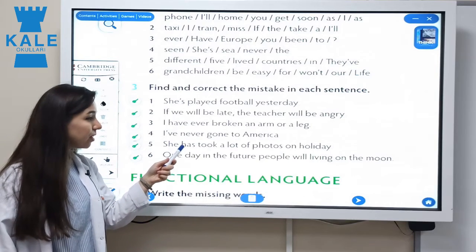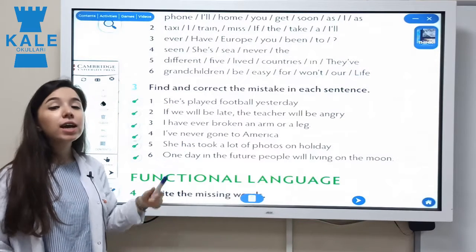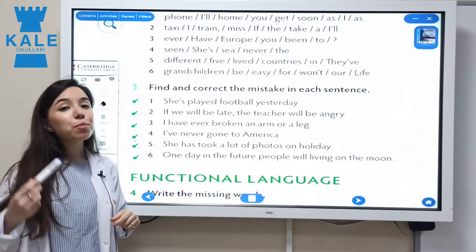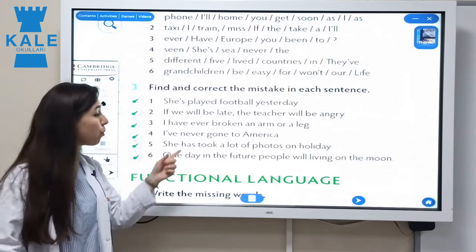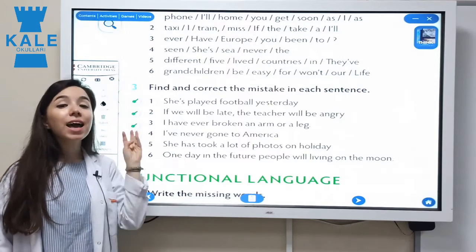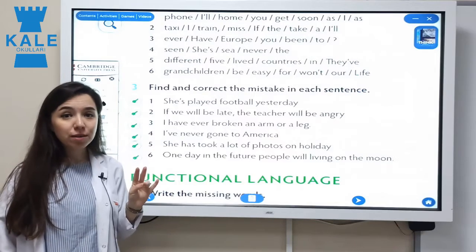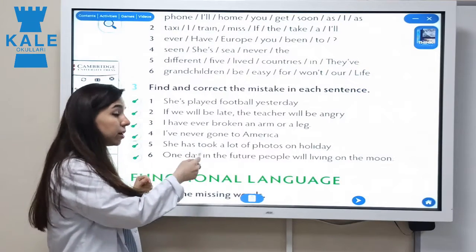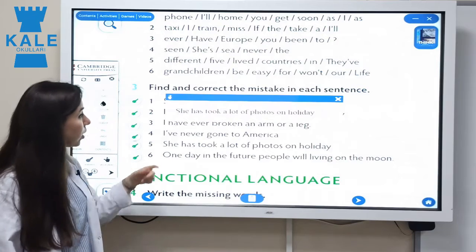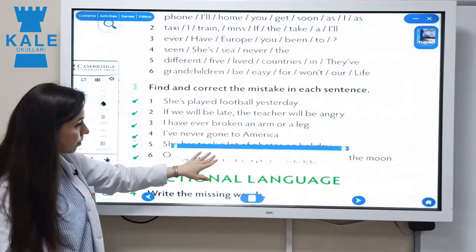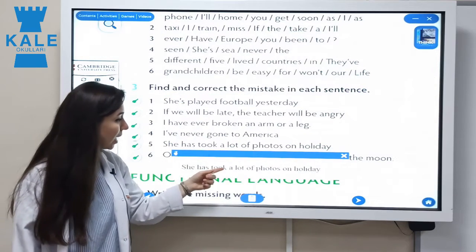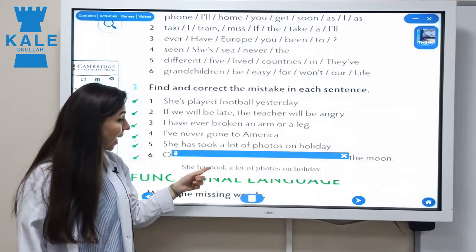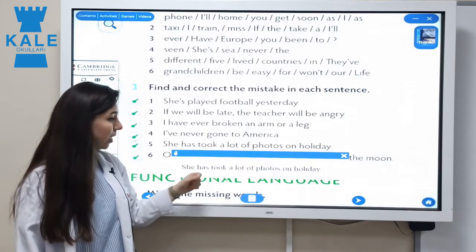So look at here. When we have has here, it means that our sentence is present perfect simple. So for present perfect simple, we need to write have or has plus the past participle form of the verb. So here we can write taken. She has taken, look at here.